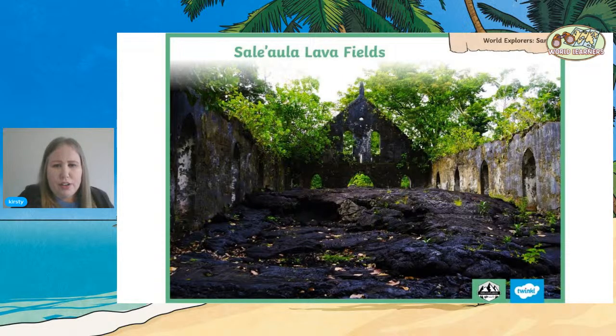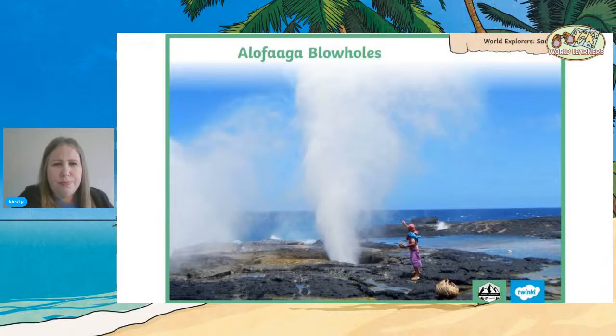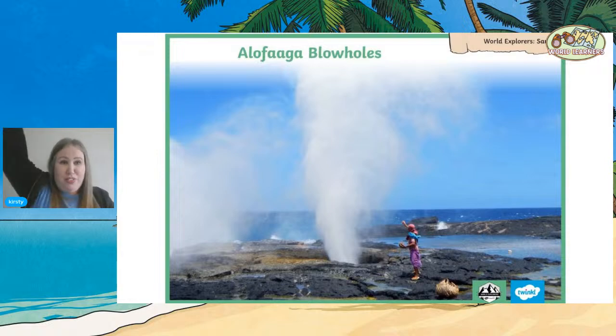Let's have a look at another. Alofaaga blowholes. Check that out. I mean, it does look like a blowhole, doesn't it? Like you would see in a whale with that water shooting out the top of it. Amazing. Well, why does that happen?